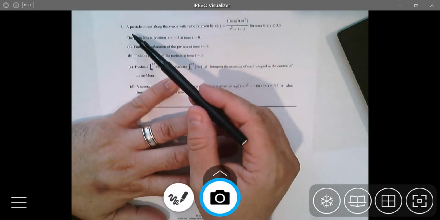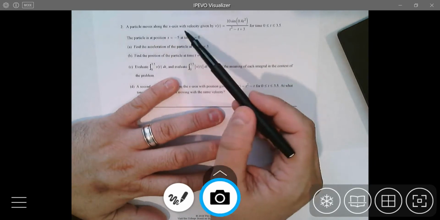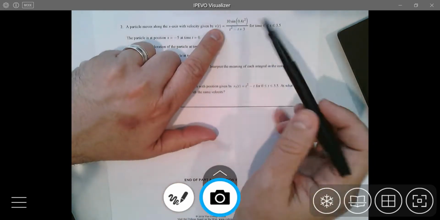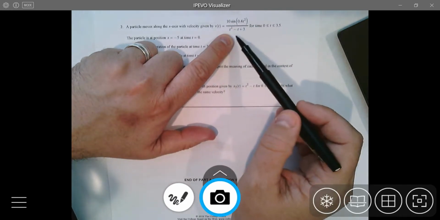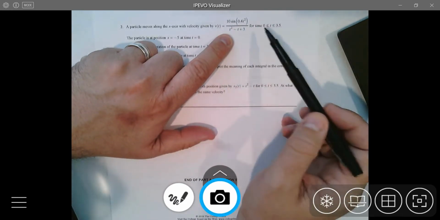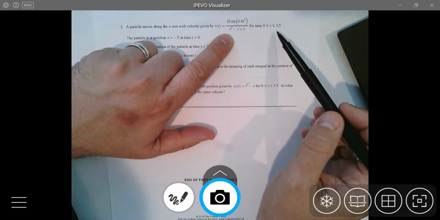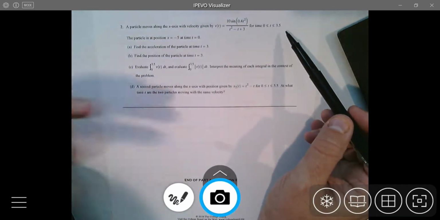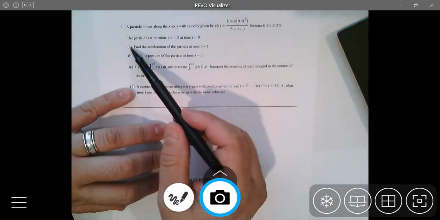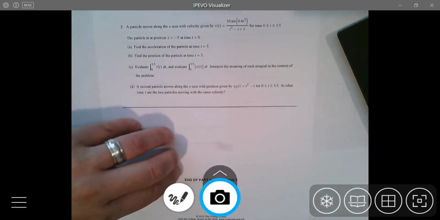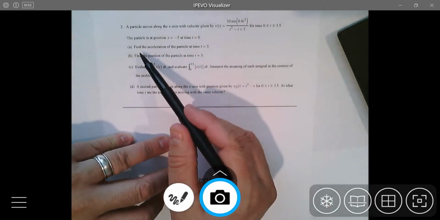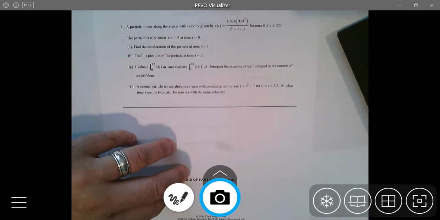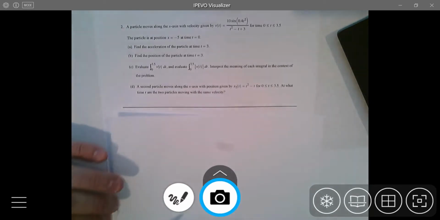All right, it says a particle moves along the x-axis with velocity given by v of t equals 10 sine 0.4 t squared divided by t squared minus t plus 3 for the time interval 0 less than or equal to t less than or equal to 3.5. Okay? The particle is at position x equals -5 at time t equals 0. In part A, they want me to find the acceleration of the particle at time t equals 3.